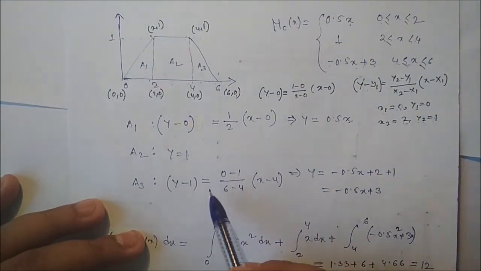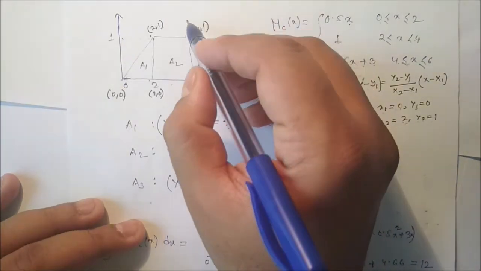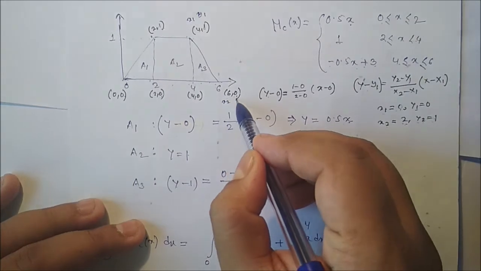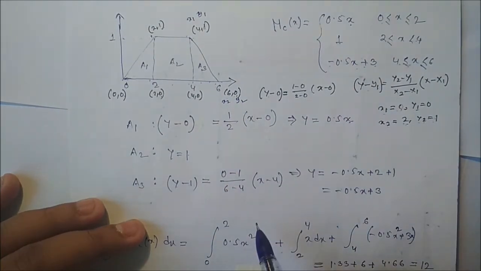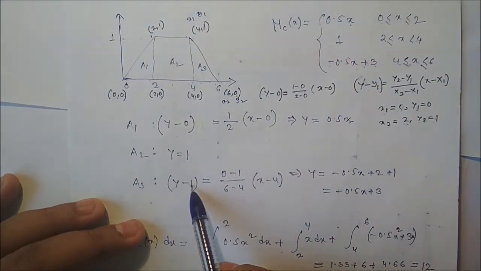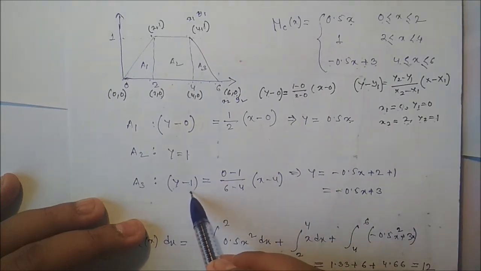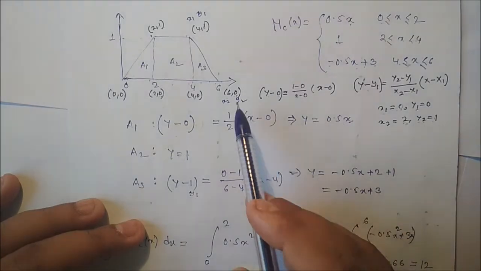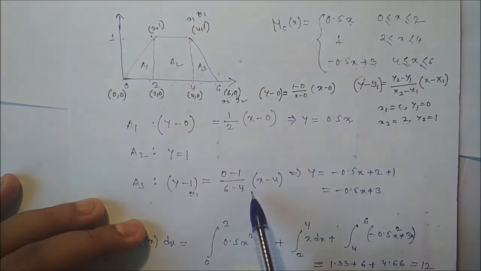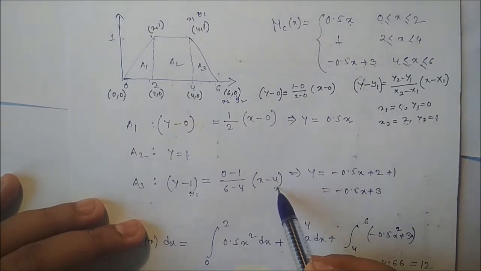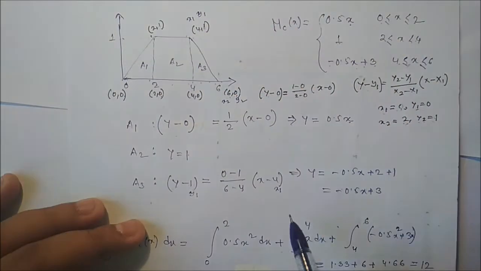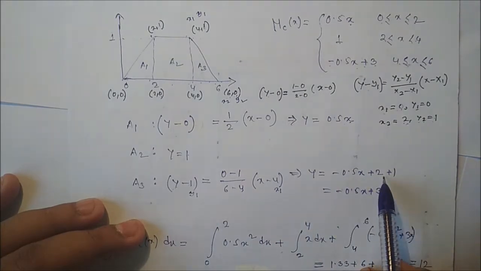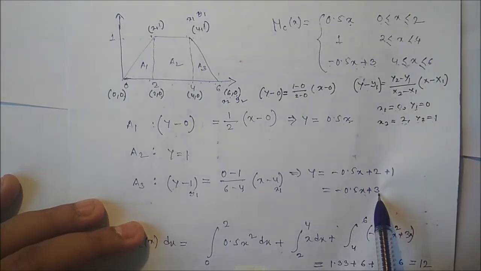In this case also we can identify the equation. This is our x1, y1, and this is our x2, y2. So y minus 1, because it is y1, and this is y2 minus y1, divided by x2 minus x1, where x2 is 6 minus 4, into x minus 4, since this is our x1. If you solve it, y is equal to minus 0.5x plus 2 plus 1, that is minus 0.5x plus 3.